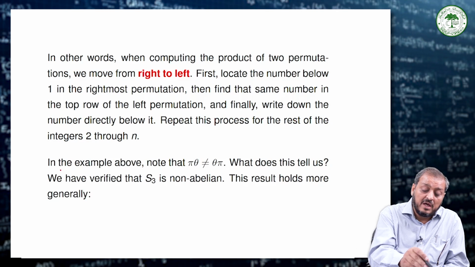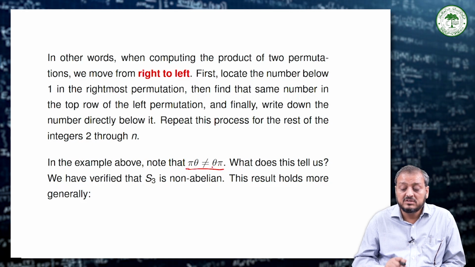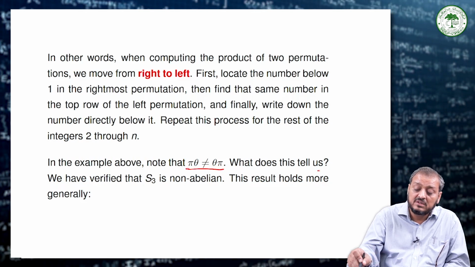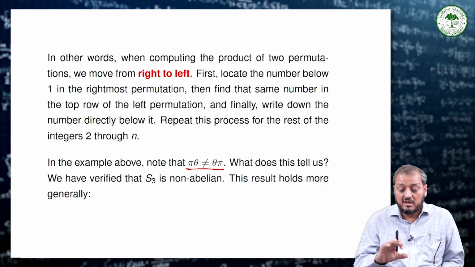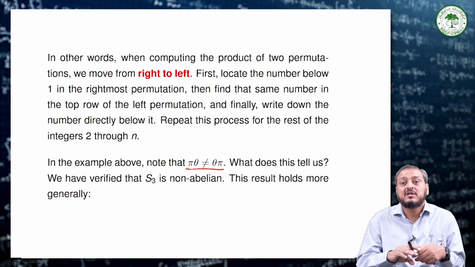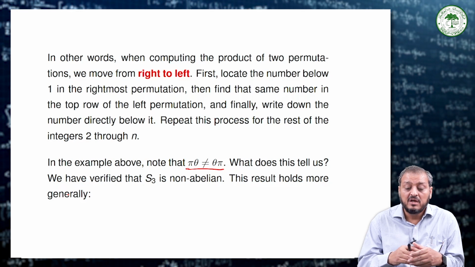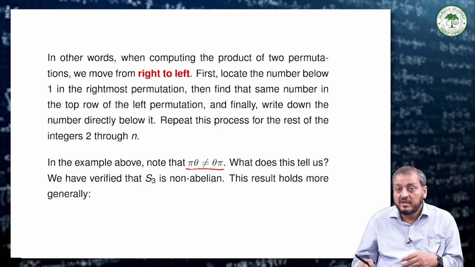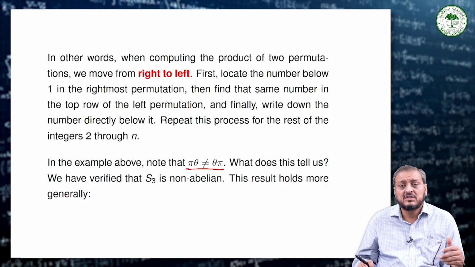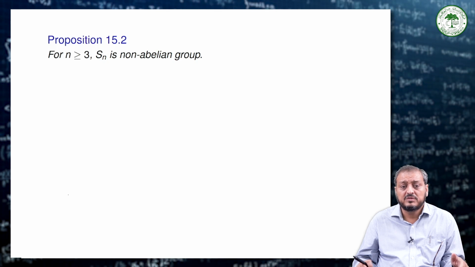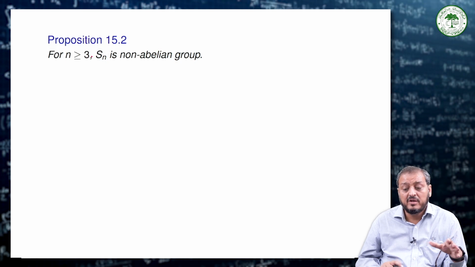So, for example, above we have to note that theta pi and pi theta are not the same. What does this tell us? We have verified that S3 is clearly non-abelian, and this result holds generally. So we can generally prove this result and show that Sn is non-abelian. For n greater than or equal to 3, Sn is a non-abelian group.